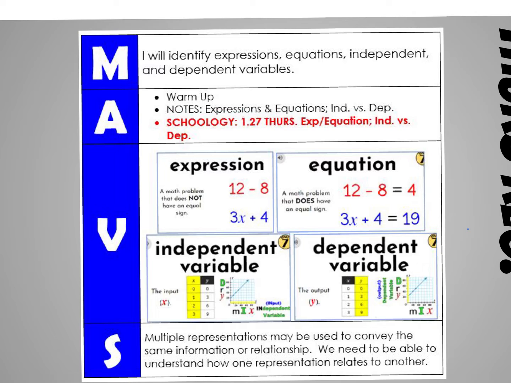Hey guys, today we are going to work on two different things. First, we're going to talk about the similarities and differences between expressions and equations. And then we're going to talk about independent and dependent variables.